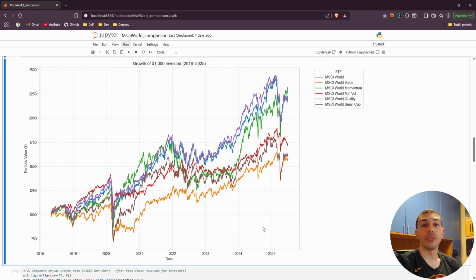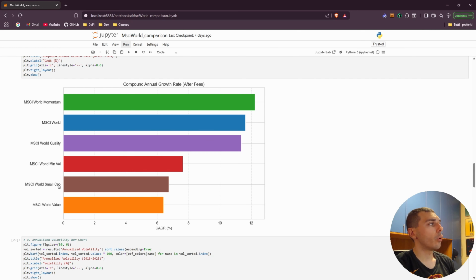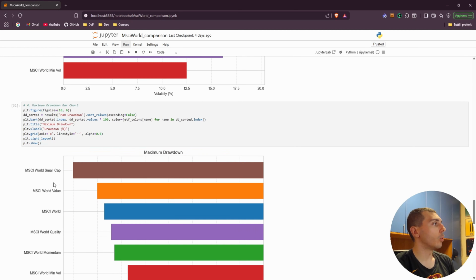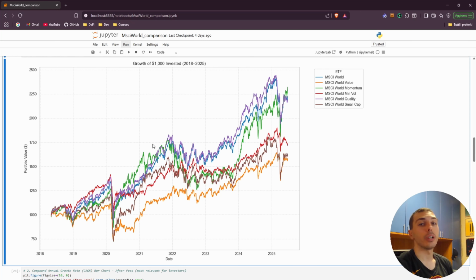If you're looking at something less volatile, the MSCI World Minimum Volatility did exactly what it promised. Less risk, but also less reward. Unfortunately, the MSCI World Small Cap and the Value one are behind across all the metrics, providing lower returns, and in the case of the small cap, also higher risk. A special mention about the quality one, because it consistently delivered strong returns while also maintaining excellent risk-adjusted performance, very close to the broad market. This suggests it's a solid contender to me.